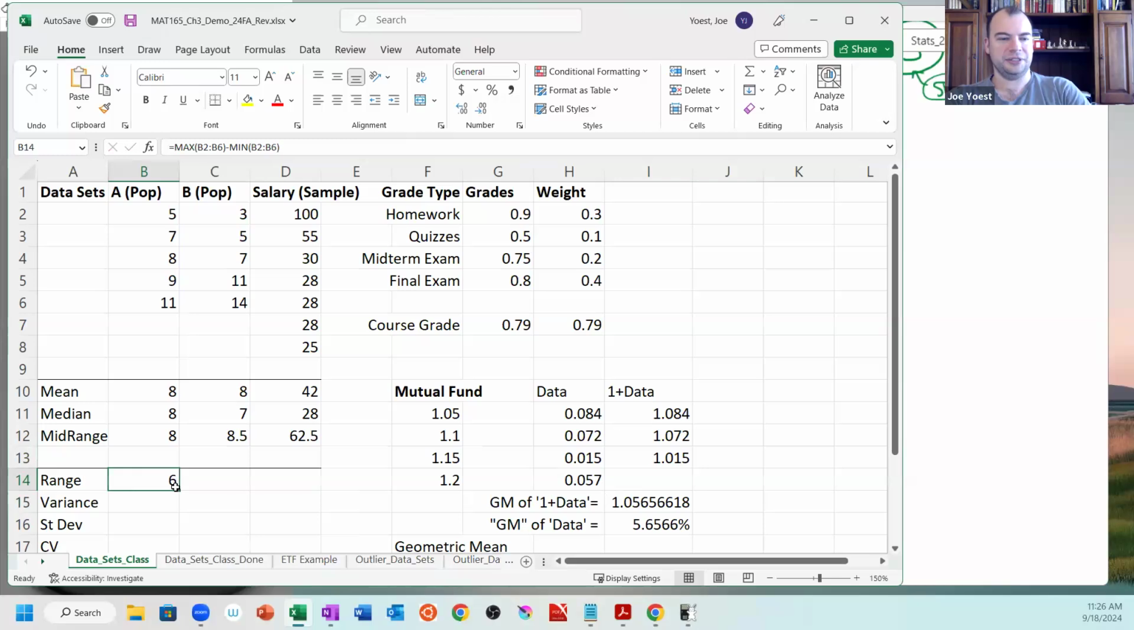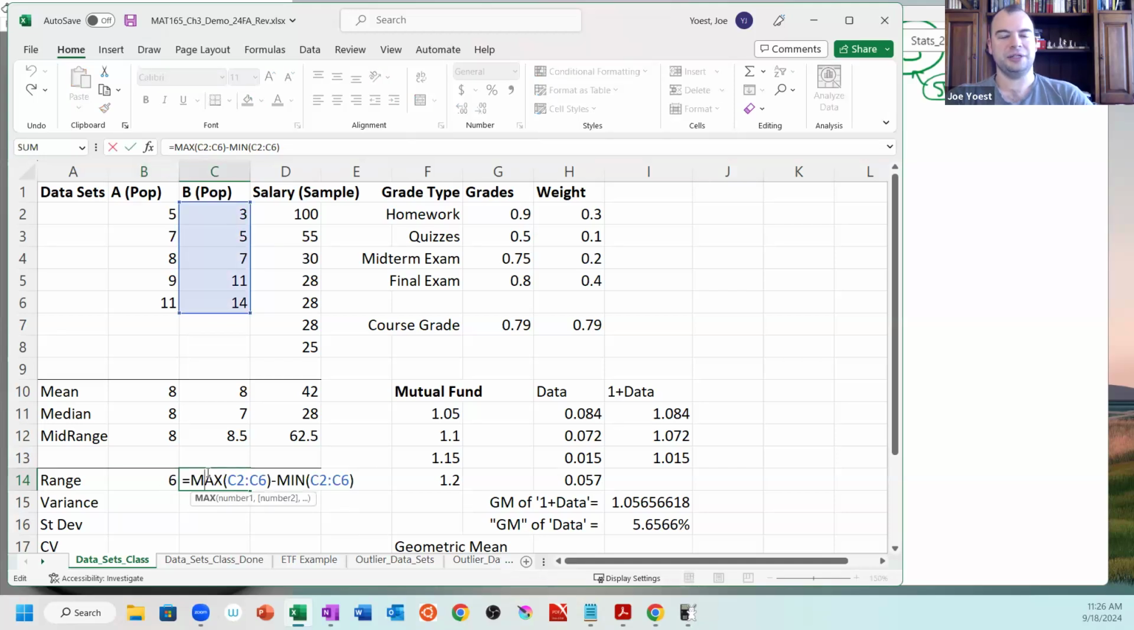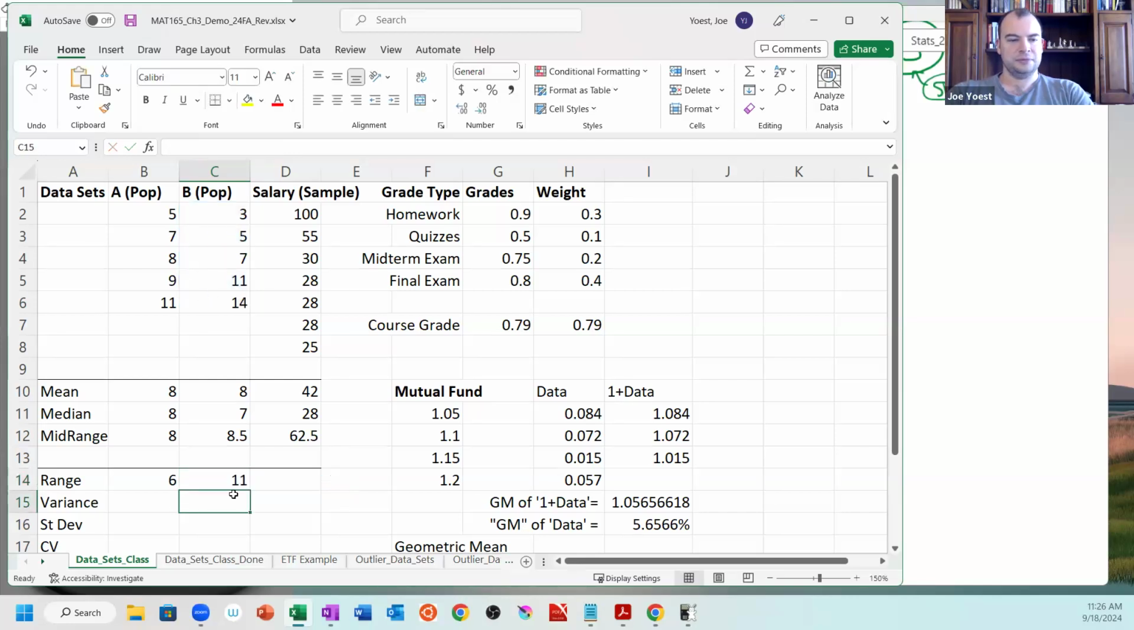If I want to, I can click and drag on this bottom corner over to the right. And I double click and see that that has moved all of this over one: max of the Brandon data minus min of the Brandon data, C2 to C6 for his data set, giving us a range of 11.